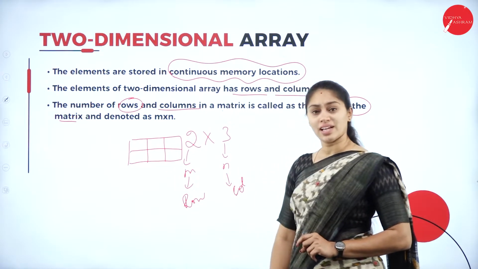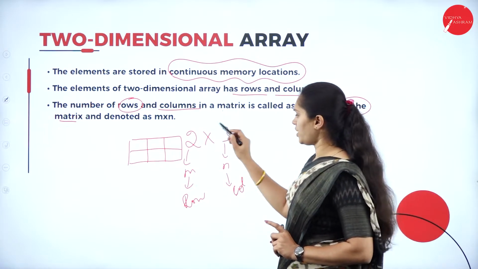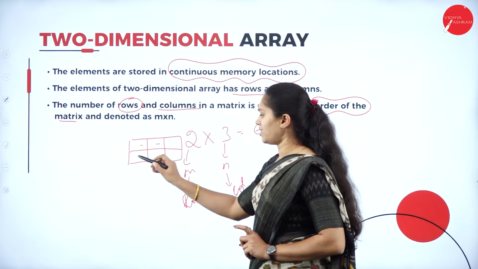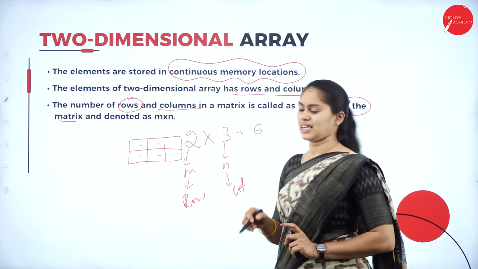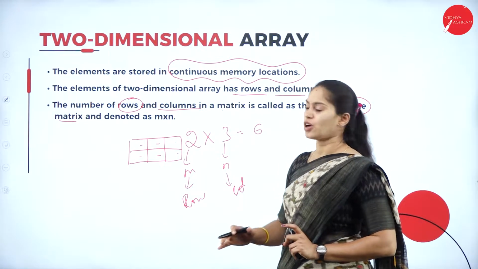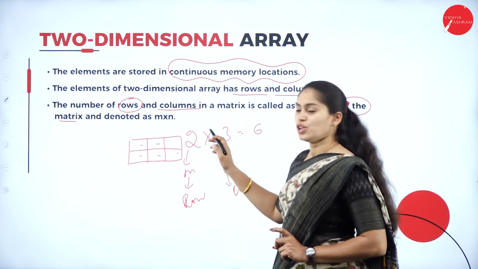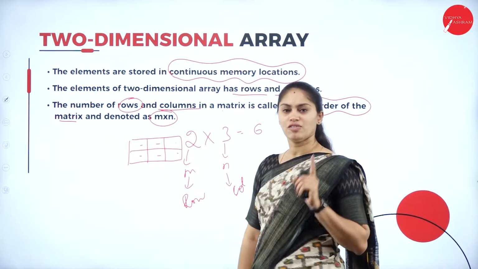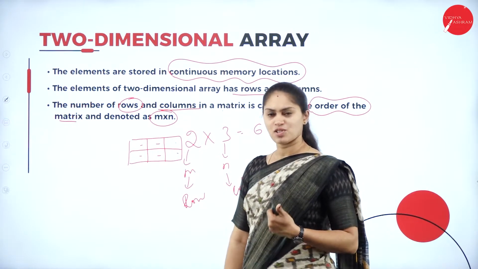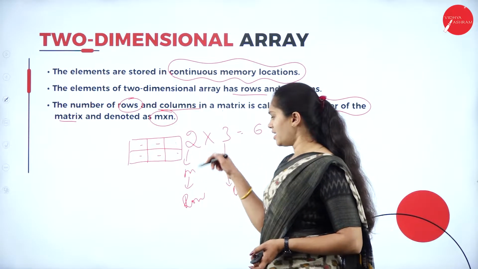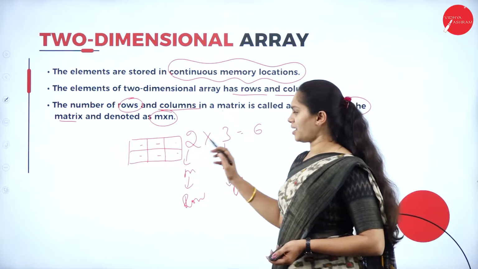So in total, how many elements can be stored? 2 into 3, it will be 6. So up to 6 elements can be stored when we are declaring a 2-dimensional array, or when the order of the array is 2 cross 3. That will be represented in terms of m cross n. M represents row, n represents column. So here, in the example 2 cross 3, 6 elements can be stored.